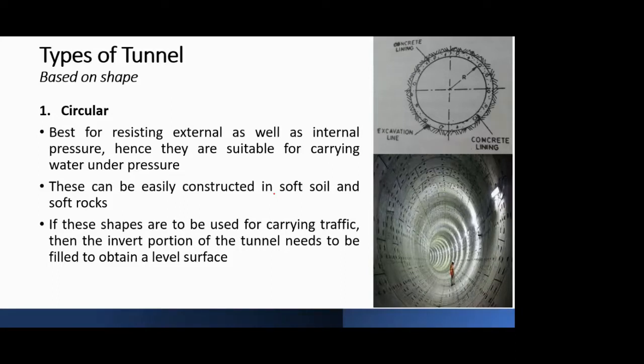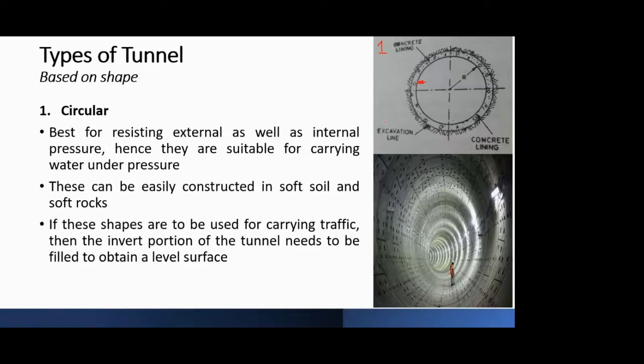And on the right side, I have shown two photographs. The first one is a line diagram for a tunnel. It's a circular shape, and this circular shape is supported by a concrete lining. What you see here is a concrete lining.